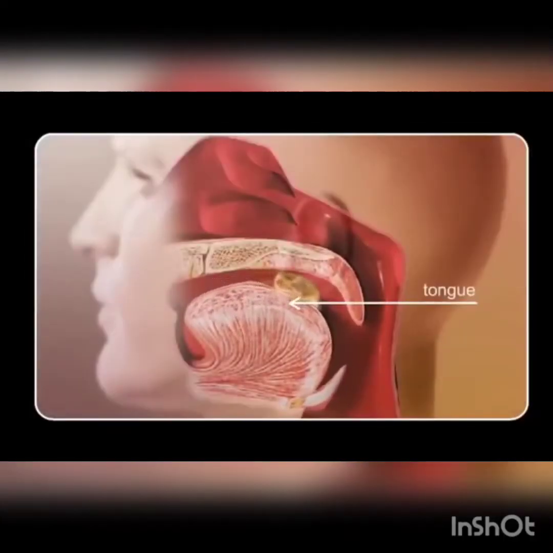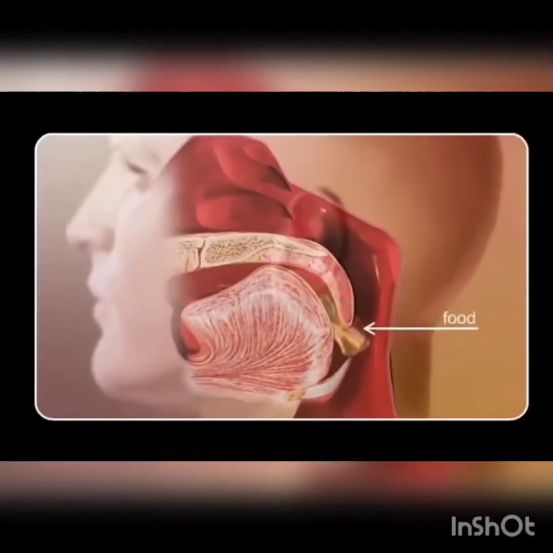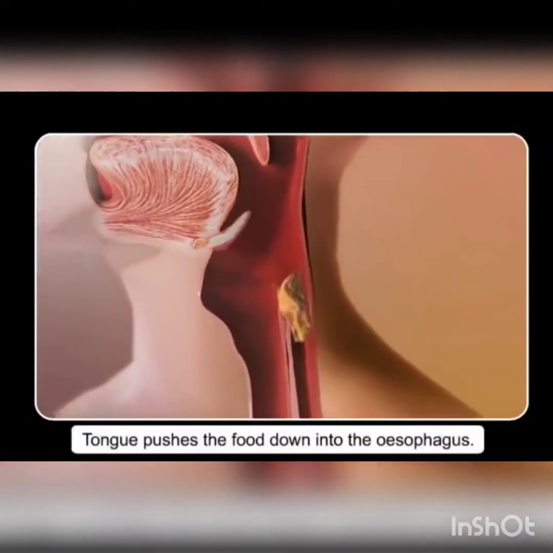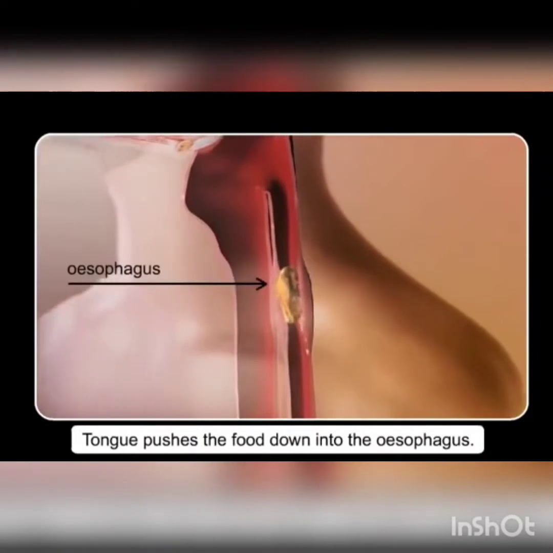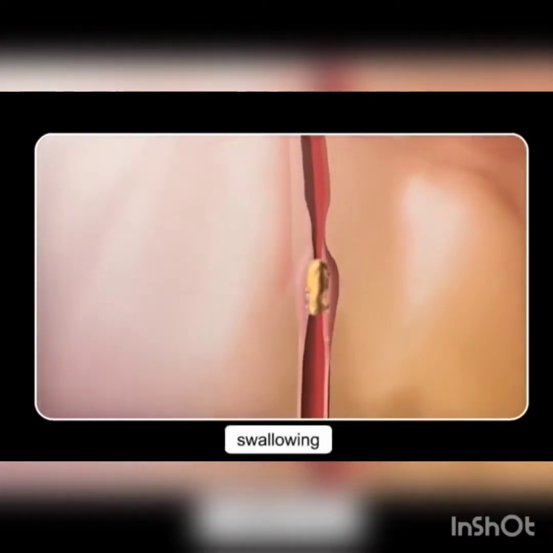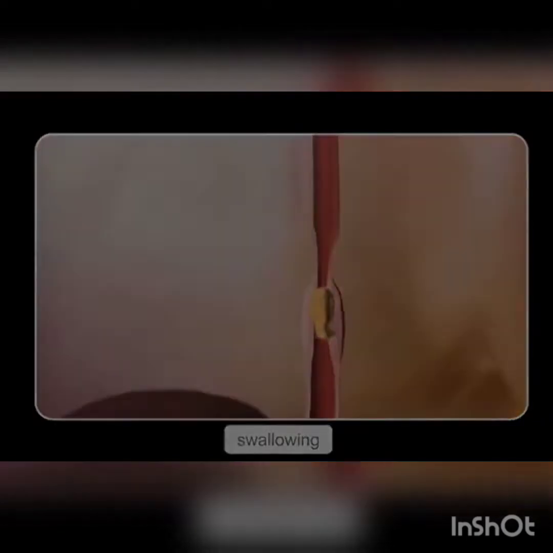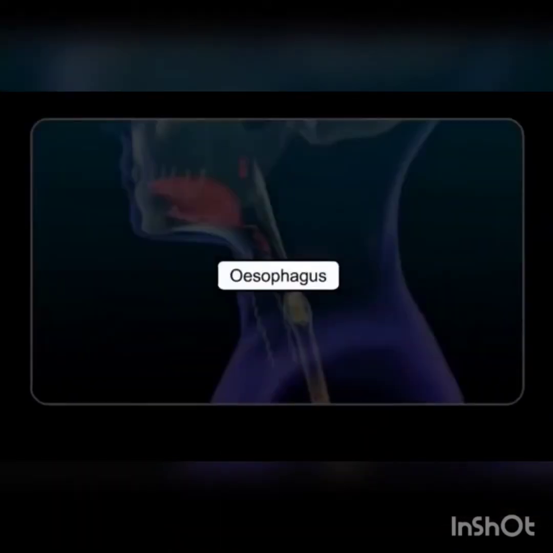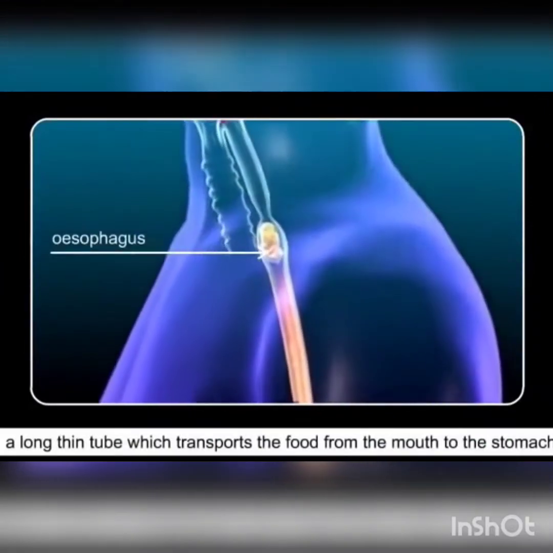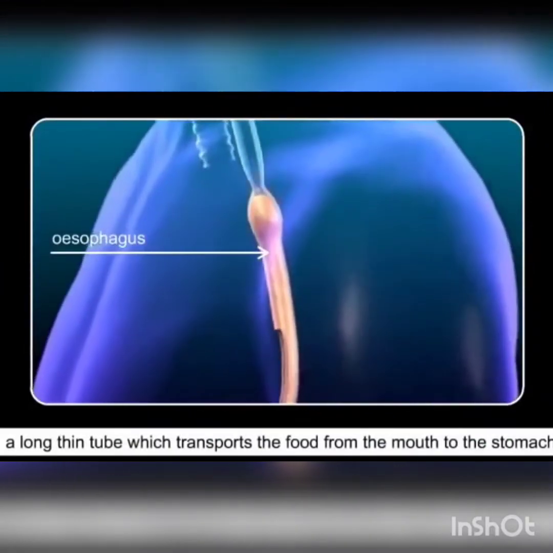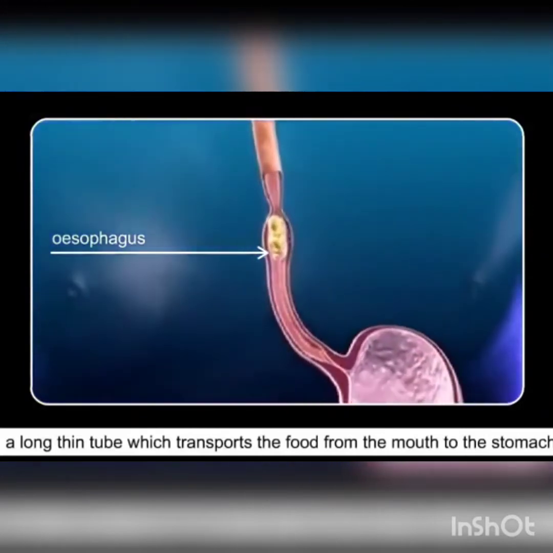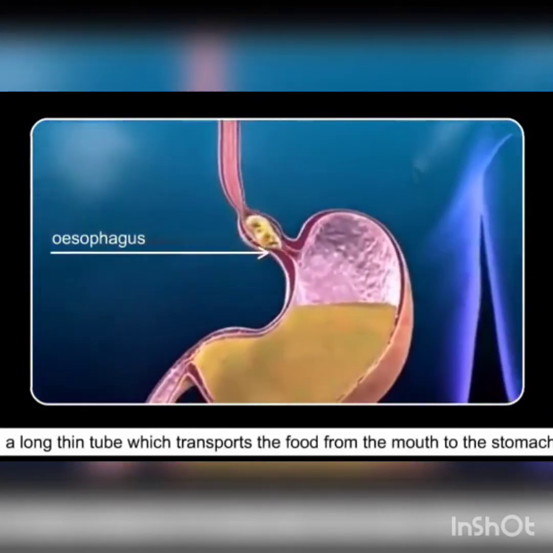Then the next part is the tongue. The tongue is a powerful muscle that pushes the food down into the esophagus. Okay, this process is called swallowing. Then the next part involved in the digestion process is the esophagus. The esophagus is a long, thin tube which transports the food from the mouth to the stomach.